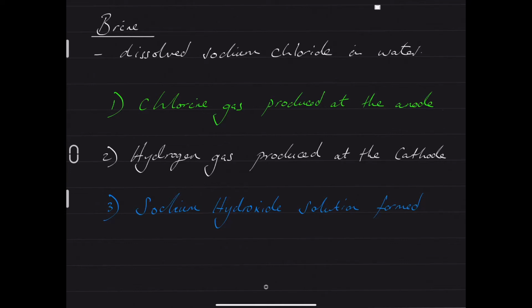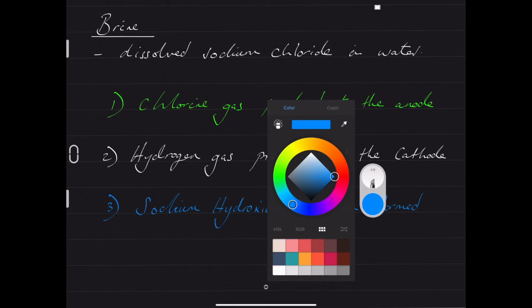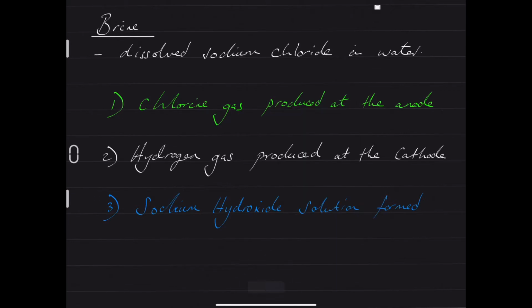So can you just take this down? This is brine. Brine is sodium chloride dissolved in water, and the products of performing electrolysis on brine are 3. We have got chlorine gas, hydrogen gas, and sodium hydroxide solution. So let's make it clear at the top: products of electrolysis on brine, okay, are going to give us the 3 below products.